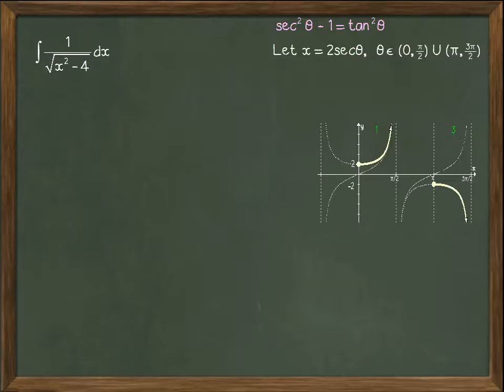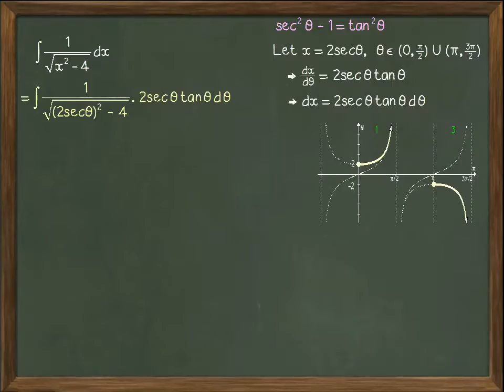Now if x is equal to 2 sec theta, then dx d theta is 2 sec theta tan theta, and that implies that dx is 2 sec theta tan theta d theta. Now we are ready for our substitution. So x can be substituted by 2 sec theta and dx by 2 sec theta tan theta d theta.